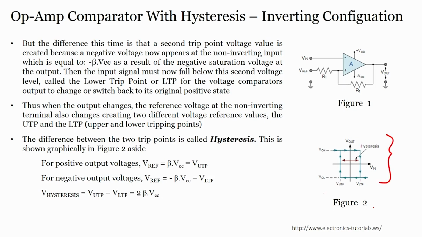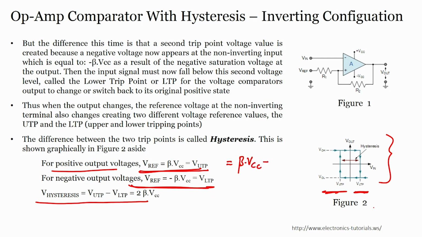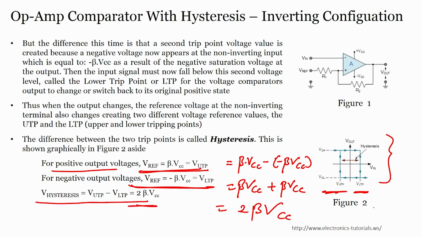What is hysteresis, now you know, what is the upper trip point, what is the lower trip point, you know, right. So, for positive output voltages, V reference is beta times VCC, for negative output voltages V reference equals minus beta times VCC. So, hysteresis is nothing but VUTP minus VLTP. So, what is that? Beta times VCC minus of minus beta times VCC is nothing but beta times VCC plus beta times VCC equals 2 times beta times VCC. This is what you got here, easy, extremely easy, right. This is how you create an op-amp comparator with hysteresis using the inverting configuration.